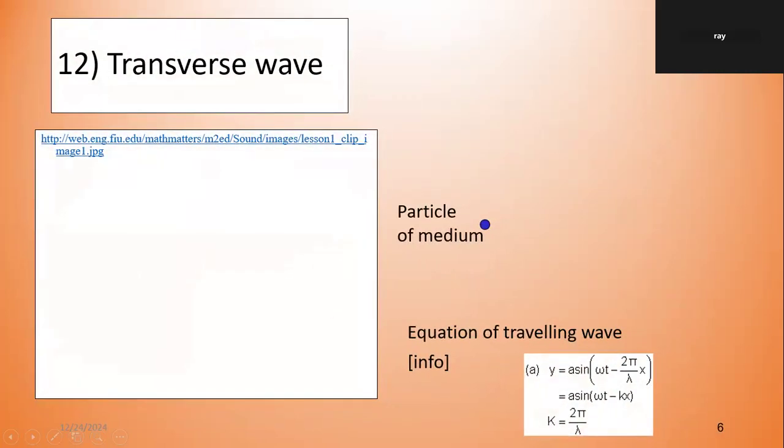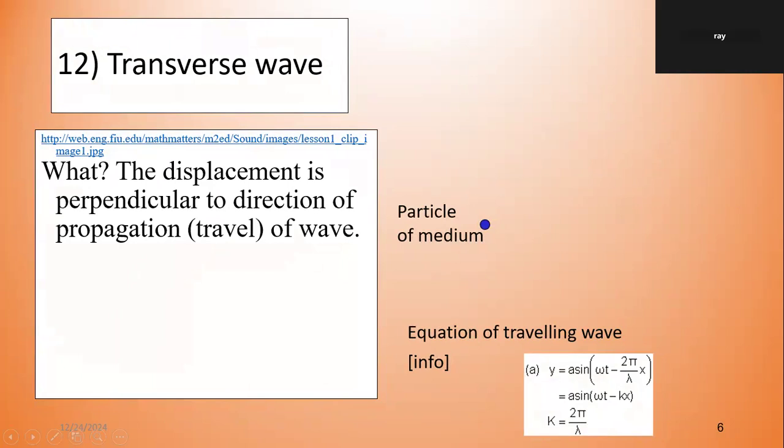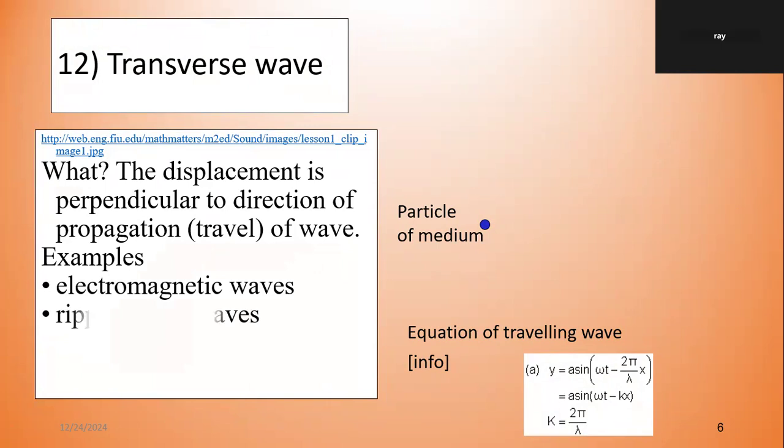Okay, let's go to transverse wave. What is a transverse wave? The displacement is perpendicular to the direction of propagation. Propagation is the travel of the wave. Examples: electromagnetic wave, light wave, radio wave, microwave, ripple or water waves.